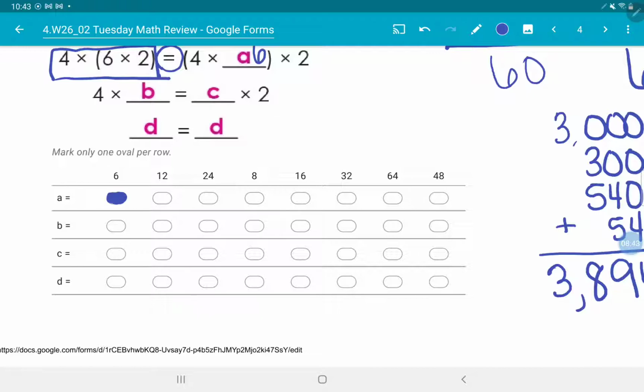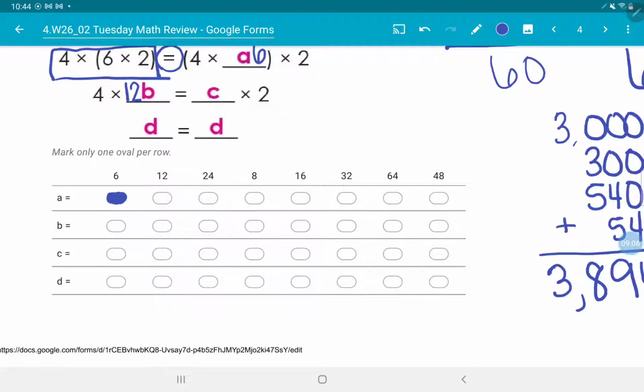So 6 times 2 is what, Cash? 12. So what's B going to equal? 12. Have I done anything with my 4 yet? No. So when I put 12 for B, I still have to multiply that times 4, don't I? Okay? Now we're going to do the same thing.